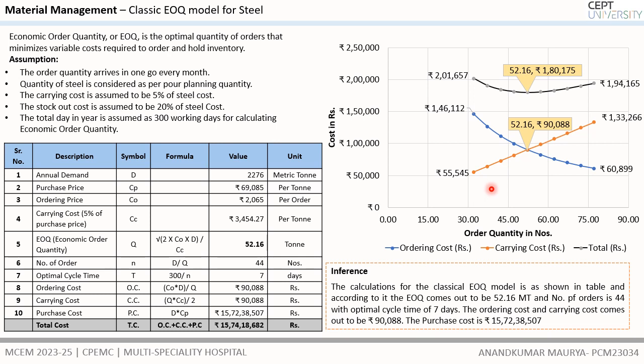Here we can see the carrying cost. As the carrying cost increases, the ordering cost decreases. When we order the highest amount of material, the order cost per metric ton will decrease. And if we order a low amount of material, the order cost per metric ton will increase, as we can infer from this graph.